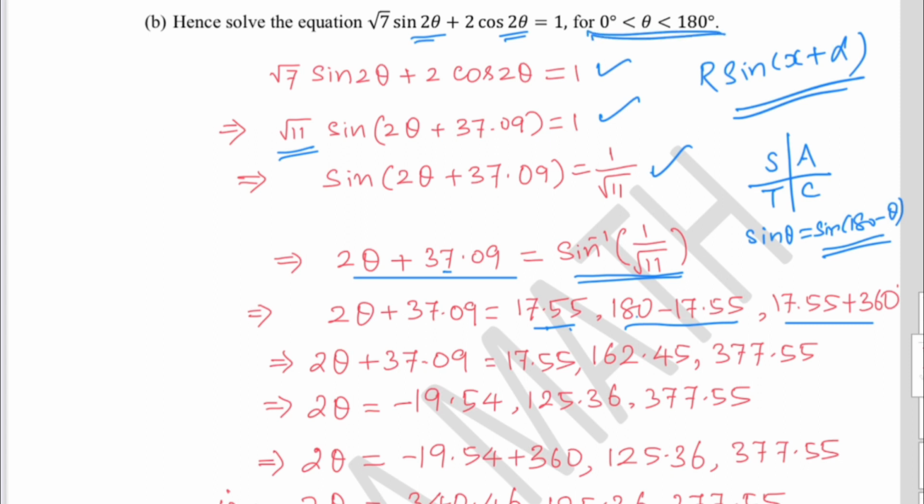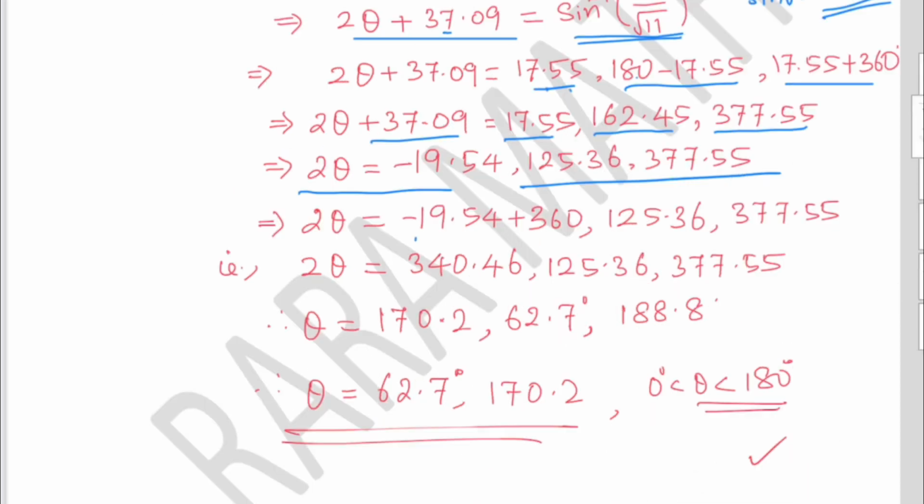So 2 theta plus 37.09 is 17.55, 162.45, and 377.55. Therefore 2 theta is equal to, you subtract 37.09 from all the values, you get 2 theta is equal to negative 19.54, 125.36, and 340.46. That's your answer. And again since there is a negative angle, negative 19.54, you just add 360 degrees, that is apply periodicity again, so make it positive. So minus 19.54 plus 360 gives 340.46, and the other angles are 125.36 and 377.55.